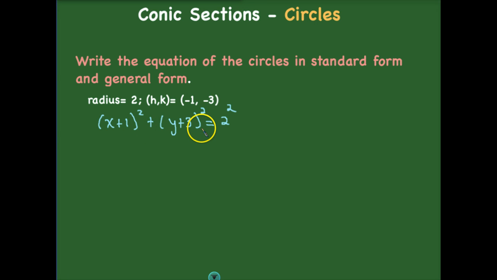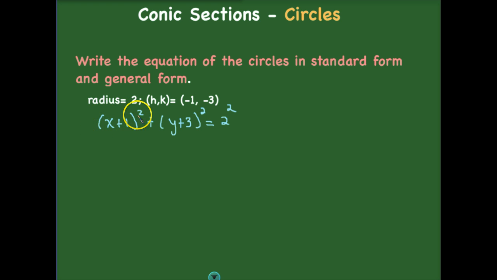Here is our equation in standard form. In order to write it in general form, all we have to do is expand all the terms. So we would need to take x plus 2 and square it, and y plus 3 and square it, and then go ahead and square the 2. So we can either do x plus 1 times x plus 1, or we can use our shortcut.